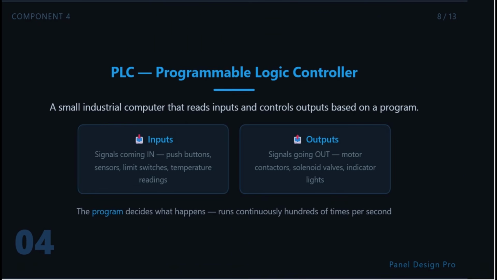Number 4, the PLC, programmable logic controller. This one intimidates a lot of beginners, but it's actually a very straightforward concept. A PLC is basically a small industrial computer that reads inputs and controls outputs based on a program. Inputs are signals coming into the PLC, things like push buttons, sensors, limit switches, and temperature readings. Outputs are signals going out of the PLC, things like turning on a motor contactor, activating a solenoid valve, or turning on an indicator light.